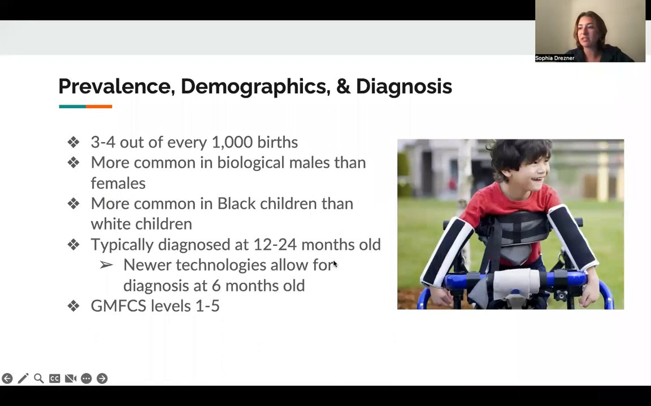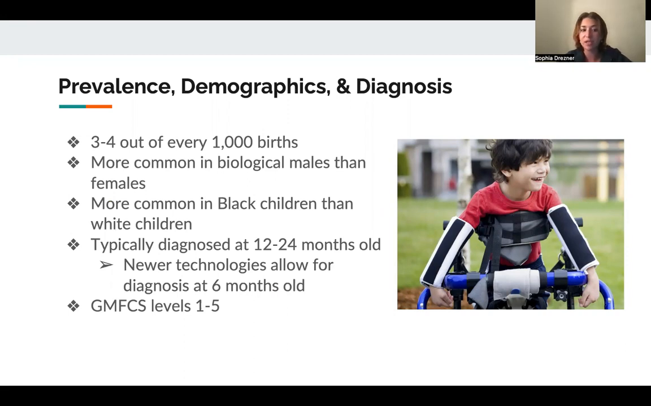The reported prevalence of this disorder has varied throughout history, but the current incidence is about 3 to 4 in every 1,000 births. And it's more common in biological males and females and in Black children than white children. And it's typically diagnosed about age 12 to 24 months, but newer technologies have allowed for earlier diagnosis at about 6 months old.